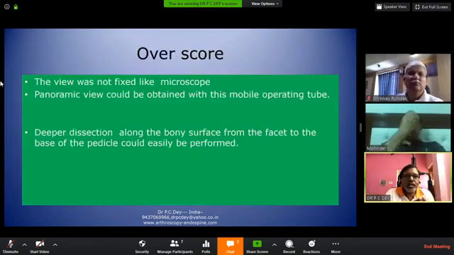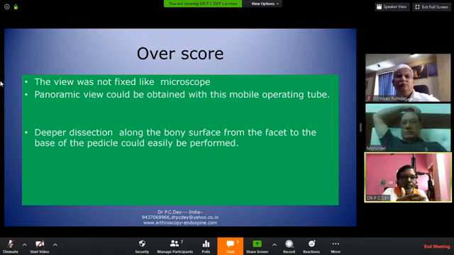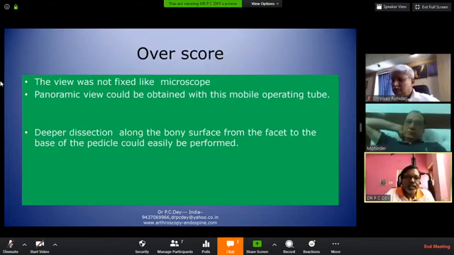Visualization is so good. You can differentiate the fibrous tissue from the bone, and you can make a cleavage between the fibrous tissue and the bone and go inside. The view is not fixed like a microscope. It is a panoramic view. You can mobilize, so that's why it's called a mobile operating tube. You can mobilize in all directions. You can dissect. You can see the interlaminar window because there is no lamina. You have to dock the instrument on the facet, and then try to differentiate the fibrous tissue from the bone, make a cleavage between them and go inside. So deeper dissection along the bony surfaces from the facet to the base of the pedicle could easily be performed.